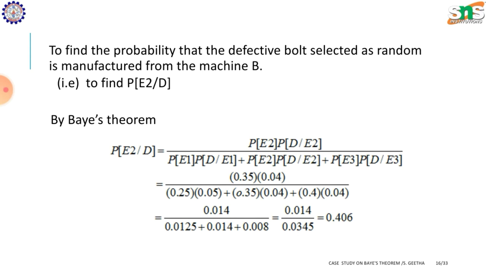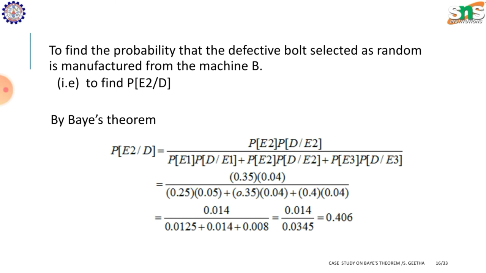Which is equal to, P of E2 value is equal to 0.35, P of D given E2 is equal to 0.04, and P of E1 equal to 0.25, P of D given E1 equal to 0.05, and P of E2 equal to 0.35, P of D given E2 equal to 0.04, P of E3 equal to 0.40, and P of D given E3 is equal to 0.02.